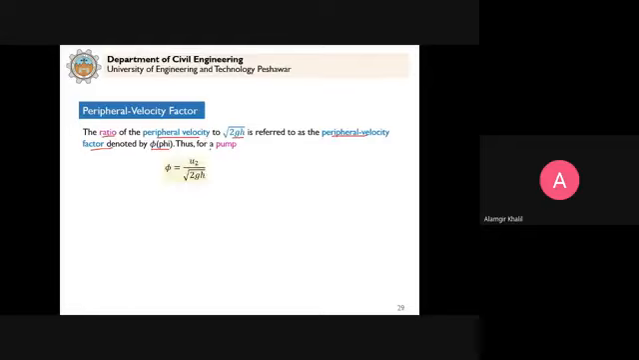Next, we have the peripheral velocity factor. This peripheral velocity factor is the ratio of the peripheral velocity to the square root of 2gH, and it is referred to as the peripheral velocity factor. It is denoted by phi. So thus for a pump, this phi, this is known as U2.